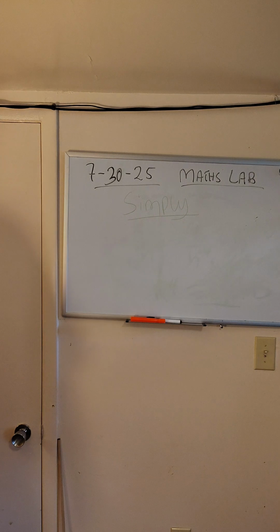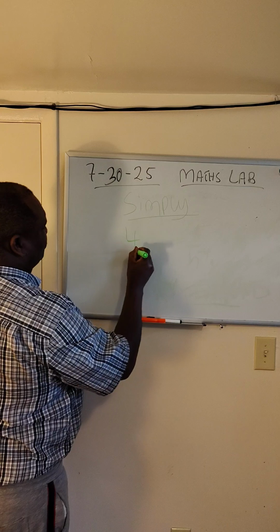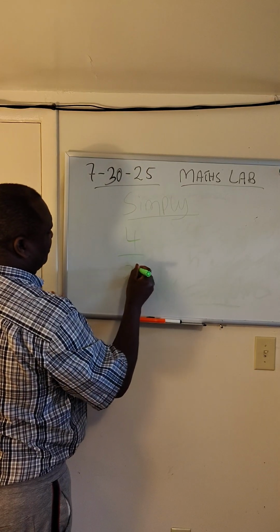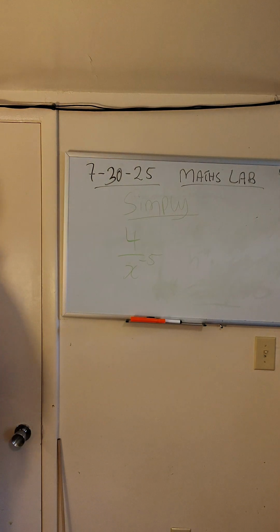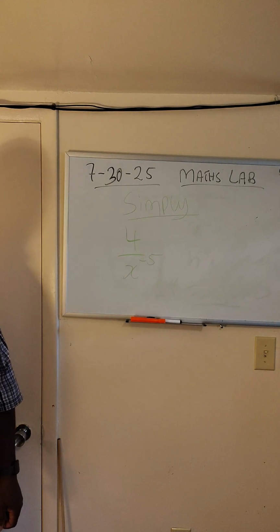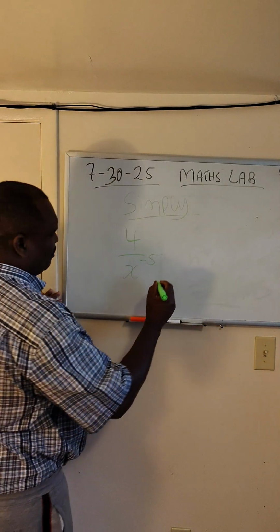So now we have 4 over x raised to the power of negative 5. So how do we do that? Now you find that we are going to do some multiplication right here.